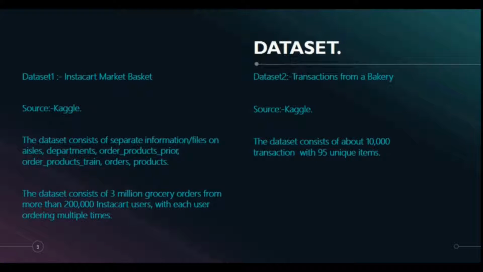The dataset consists of about 3 million grocery orders from more than 200,000 Instacart users, with each user ordering multiple times. Our second dataset is from a bakery, which consists of about 10,000 transactions with 95 unique items. We have made use of the bakery dataset for initial testing of the models due to technical limitations. We were not able to run the models on the Instacart dataset. We then moved on to Kaggle and wrote kernels to work with the Instacart dataset.